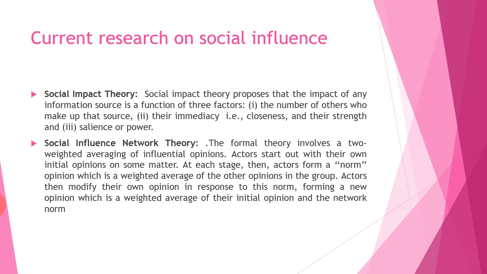Then comes social impact theory. Social impact means any of the number of changes that might occur in an individual due to the presence or actions of others who are real, imagined or implied. The changes can be physiological, cognitive, emotional or behavioral. It says that the impact of any information is a function of three major factors. The first is the number of others who make up that source. Next is immediacy, which means closeness or strength. And the third is salience, or the power of that information.